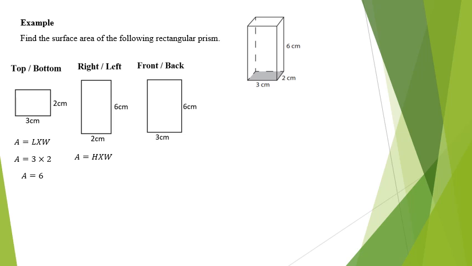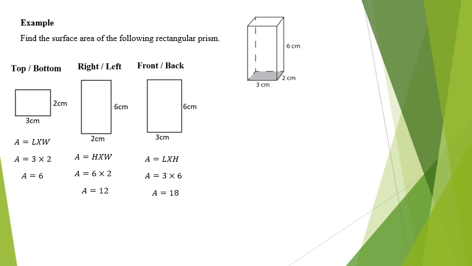So we're doing the height of the prism times the width of the prism, which would be 6 by 2, or 12. And finally the front and back, so we're going to call that 3 the length of the rectangular prism and 6 is still the height. So we're going to do the length times the height, which is 3 by 6, or 18.